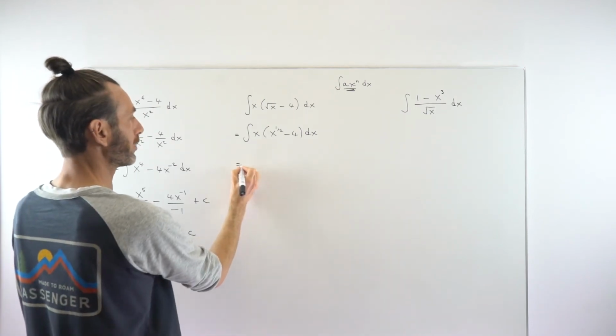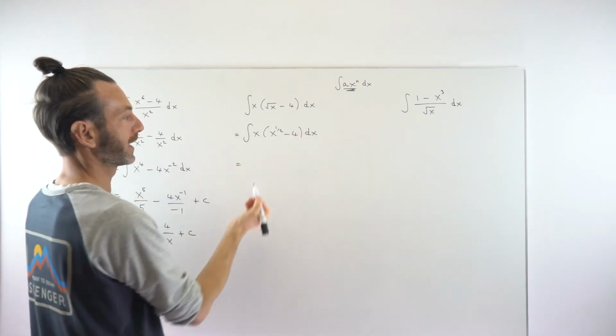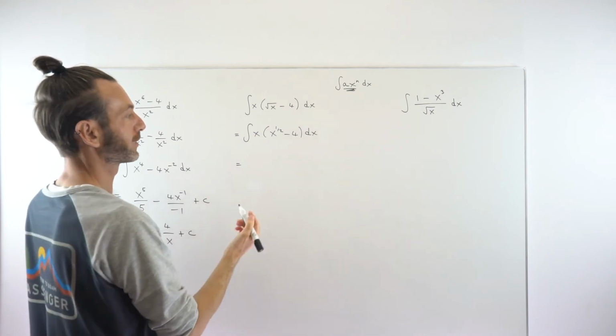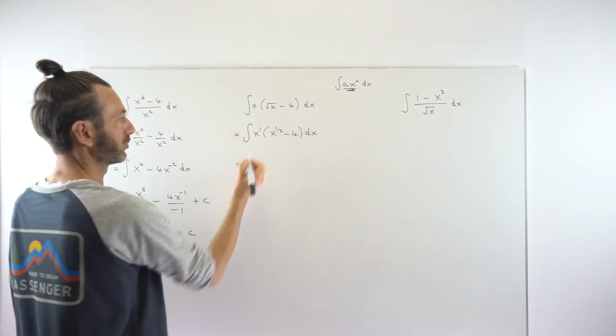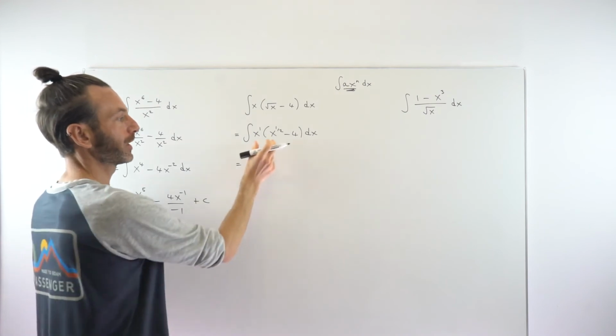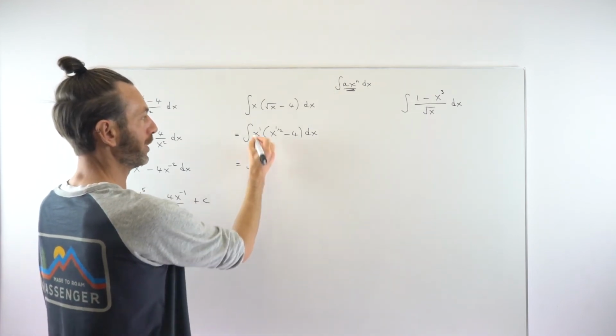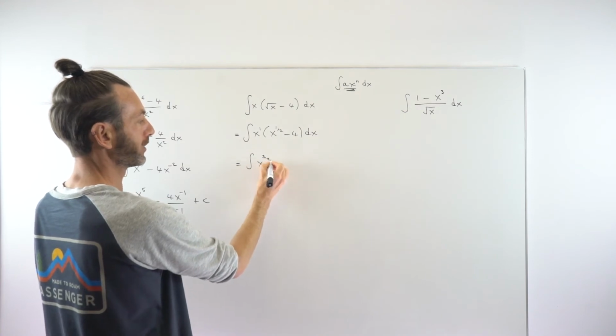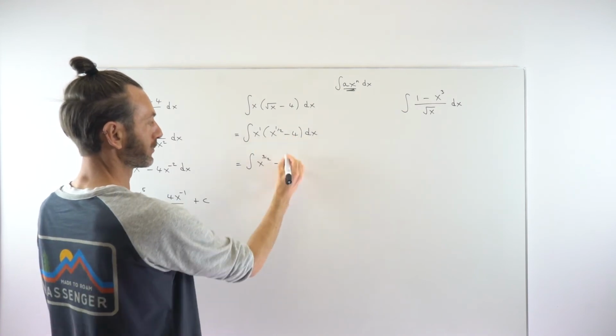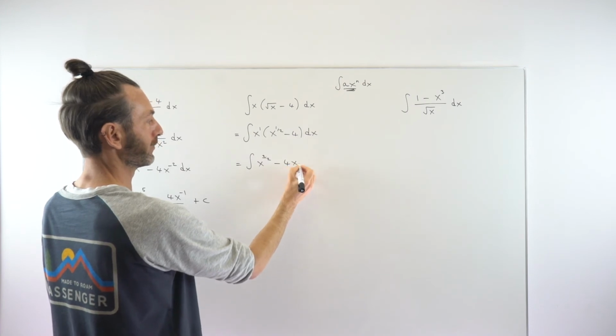Now we can multiply out our bracket. So multiplying the x to the half, that's using the multiply exponent rule. Again, remember this x is really an x to the 1. So the multiply exponent rule says add your powers together. So this becomes x to the 1 plus 1/2, which is 1.5, or 3 over 2. And then x times 4, minus 4 is minus 4x.